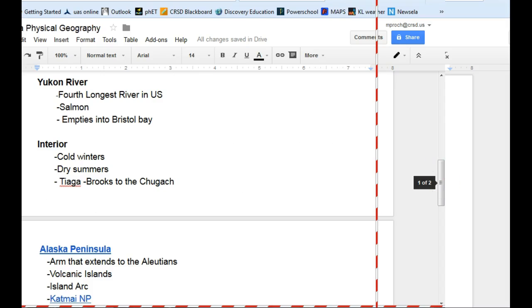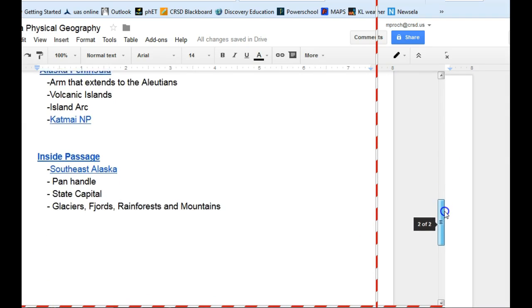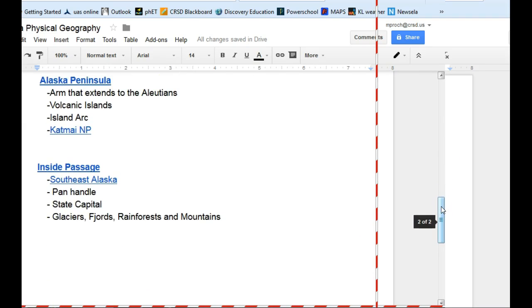So then if we look at the next 3 more to go, we actually have 2 more. We have the Alaska Peninsula, and this is the arm that extends to the Aleutians, includes the Aleutian Islands. And what's really unique, they have volcanic islands. You don't see that everywhere. We live in a state that has the tallest mountain ranges, has volcanoes, and they also have something called an island arc. So if you ever look at the islands of Alaska, they have this arc shape to it, this curved shape to it, and that tells us that that's a plate boundary.